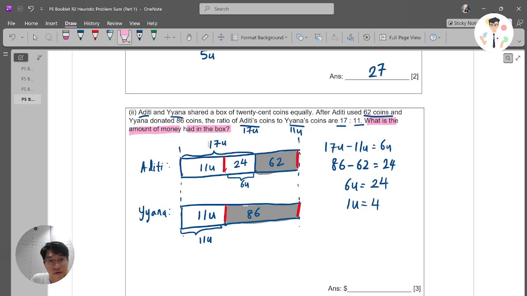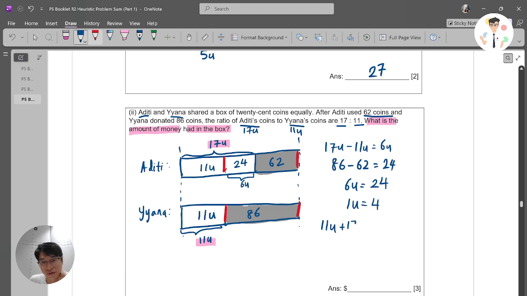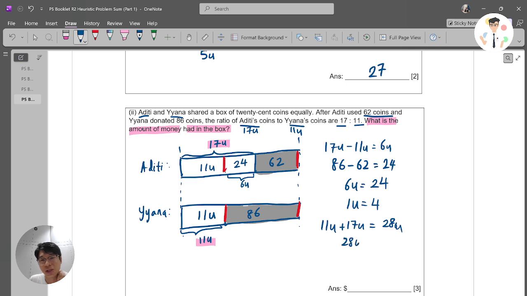From Aditi, I have 17 unit. From Yana, I have 11 unit. So let's first find out how many units. 11 unit plus 17 unit, I know I have 28 unit of coins. And I know 1 unit is 4. So 28 unit will be 28 times 4, and I know it's 112. And with that, I know I have 112 20-cent coins.